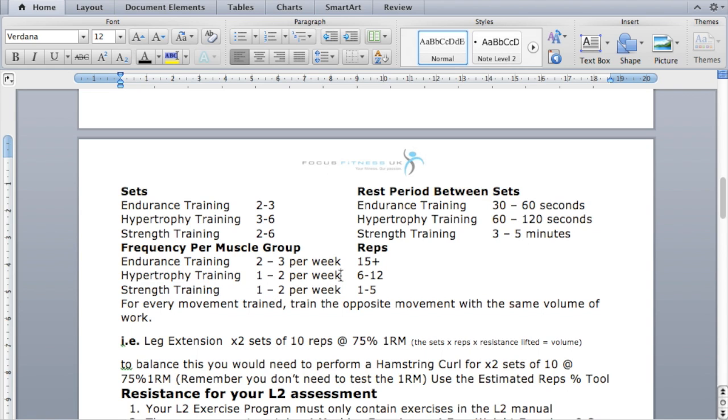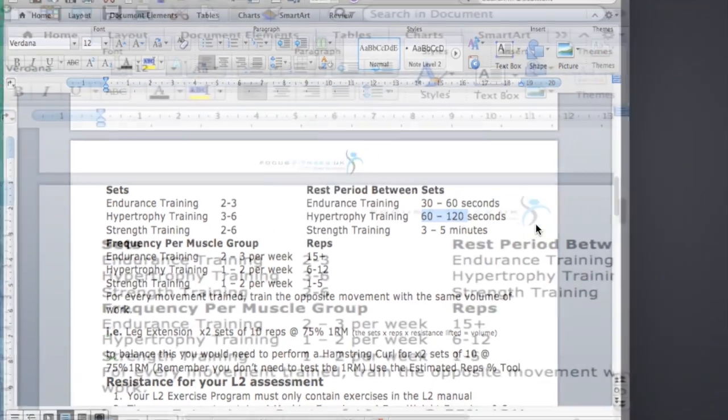So you can see now, as my client was training for hypertrophy, I needed to train each body part 1 to 2 times per week. I needed to keep my reps between 6 and 12. I needed to keep my sets between 3 and 6. And my rest periods between 60 and 120 seconds, or 1 minute to 2 minutes.